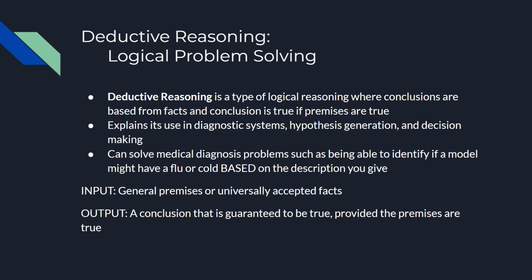So depending on what you tell it, whether you have a fever, your head hurts, headache, stomach ache, it will give a final prediction based on what you're telling it. So this pretty much just infers that if the inputs that you're giving are actually true, and right here says universally accepted facts, that means the output will be 100% true if the premises are true. So the output would be a conclusion that is guaranteed to be true, provided that the premises are true.